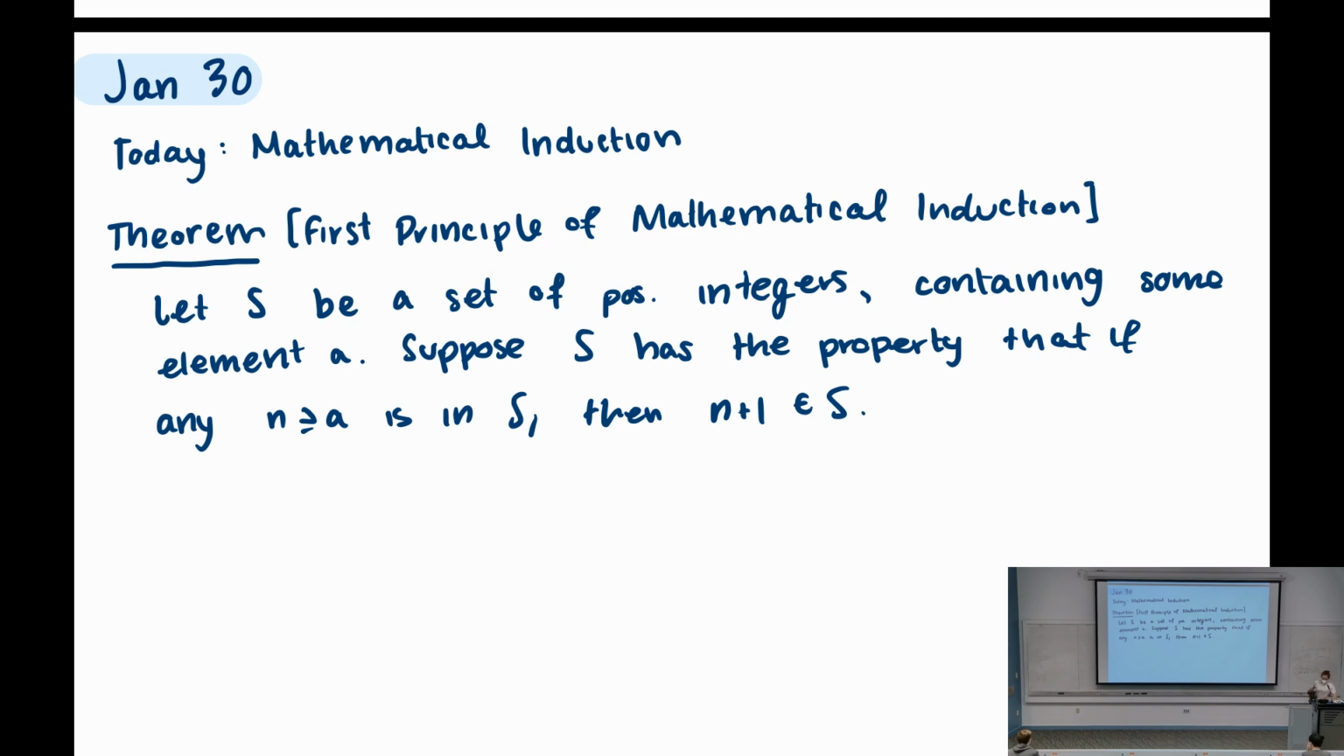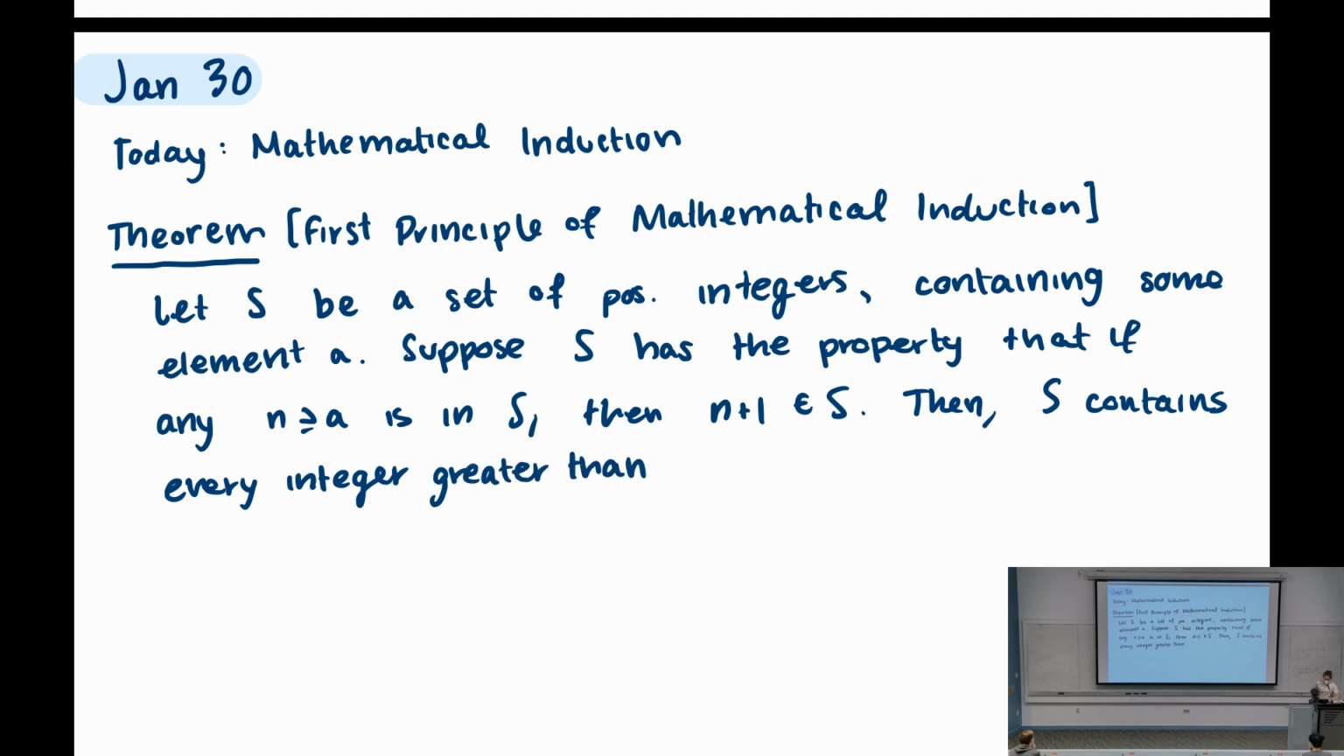Then the theorem says S contains every integer greater than or equal to A. Okay, so as long as you have some first element A, and you have the property that whenever you have some integer n larger than that, then n plus 1 is also in the set, that implies that, in fact, your set contains every integer greater than or equal to A. Okay, so let's prove this statement.